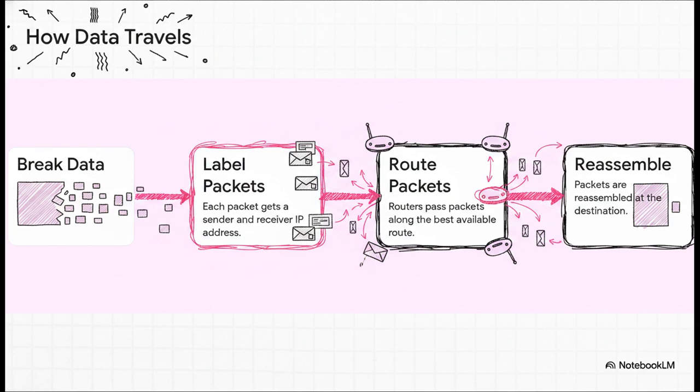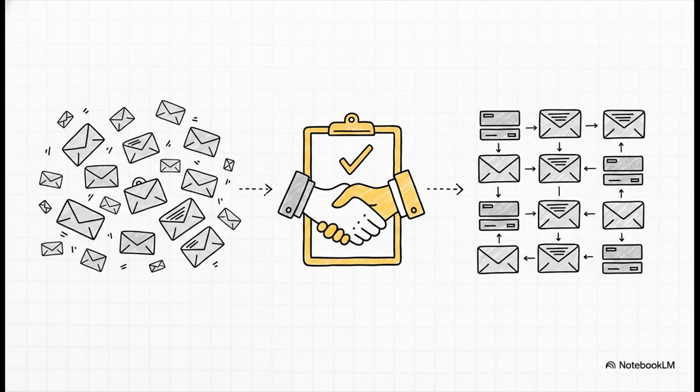Now here's the wild part. Because they might take totally different paths to get there, they actually arrive completely out of order. But don't worry, they just get perfectly reassembled right at the destination. Now, you might be wondering, how does that not result in total chaos? Well, machines follow really strict rules called protocols. And for us developers, the big ones you gotta know are TCP and IP, Transmission Control Protocol and Internet Protocol. Basically, these are the rules that make absolutely sure your scattered digital letters are reliably put back together in the perfect order every single time.